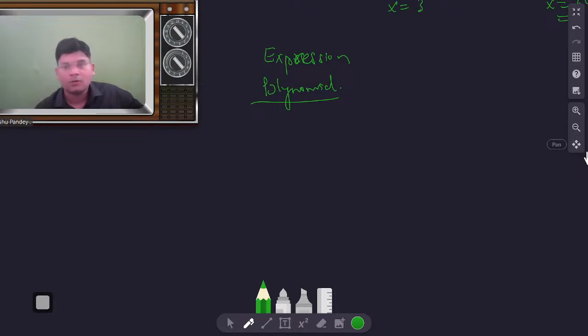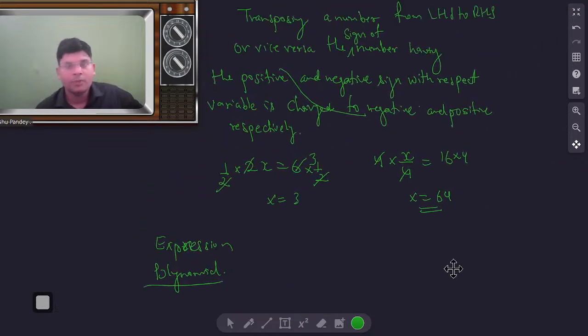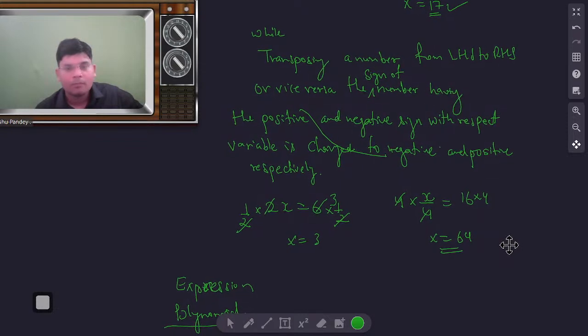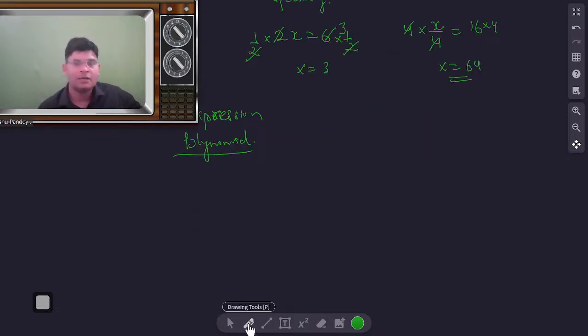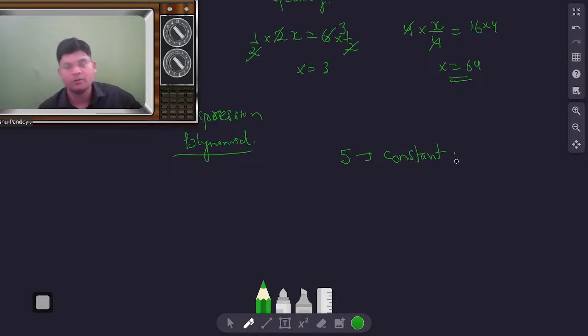Sir, can it be 0? Can the exponent of the number be 0? Yes. 5 is also known as a polynomial. So this is known as a constant polynomial. 0 is known as a zero polynomial. If I ask you what is the degree of this polynomial, I can say the degree of this polynomial is 0. Degree of a constant polynomial is always 0.